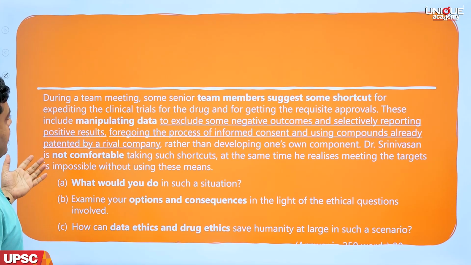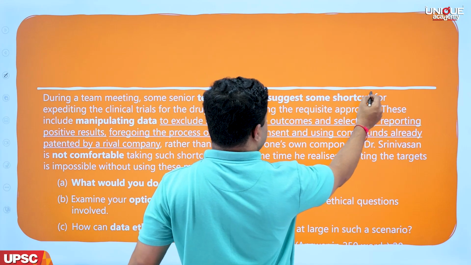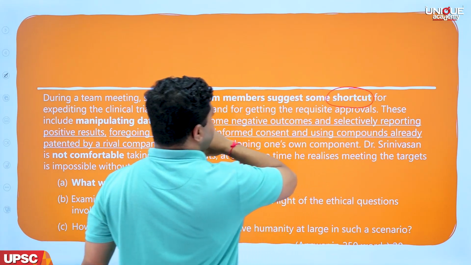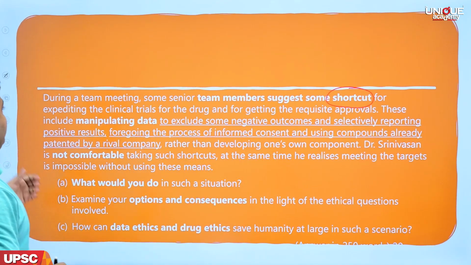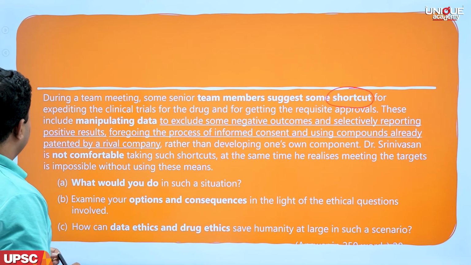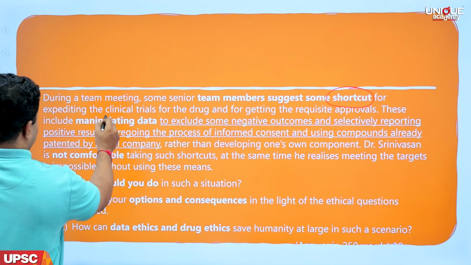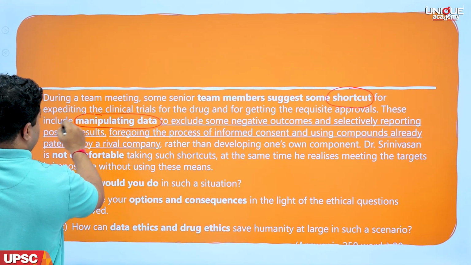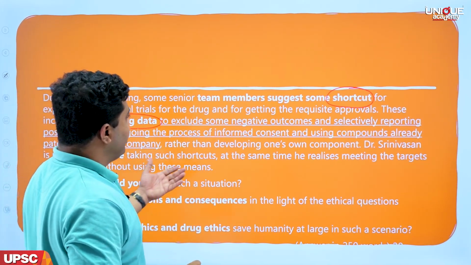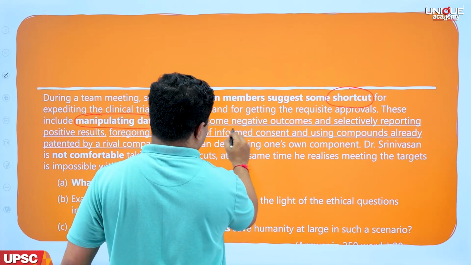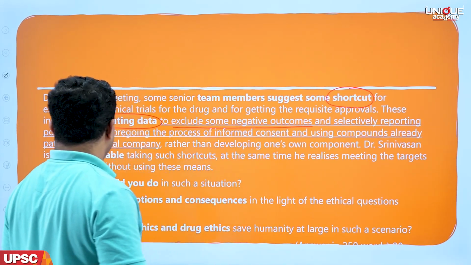During a team meeting, some senior team members suggest some shortcuts. So what is being suggested here is use some shortcuts. For what? Expediting the clinical trials for the drug and for getting the requisite approval. So shortcut use करके हमें trial करना है और उसका अप्रूवल लेना है. दिस इंक्लूड मैनिपुलेटिंग डेटा. सो शॉर्टकट क्या है, मैनिपुलेशन ऑफ द डेटा. क्यों करना है, टू एक्सक्लूड सम नेगेटिव आउटकम्स, इसको एक्सक्लूड करो. एंड सिलेक्टिवली रिपोर्टिंग पॉजिटिव रिजल्ट.